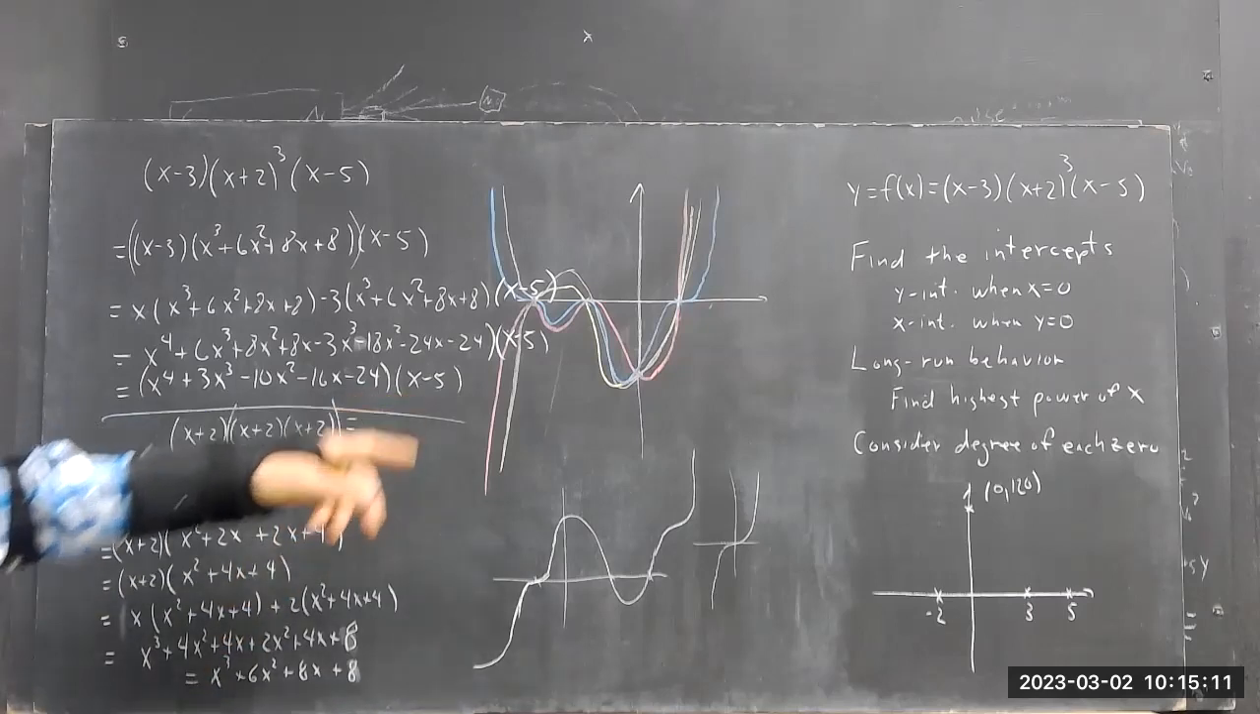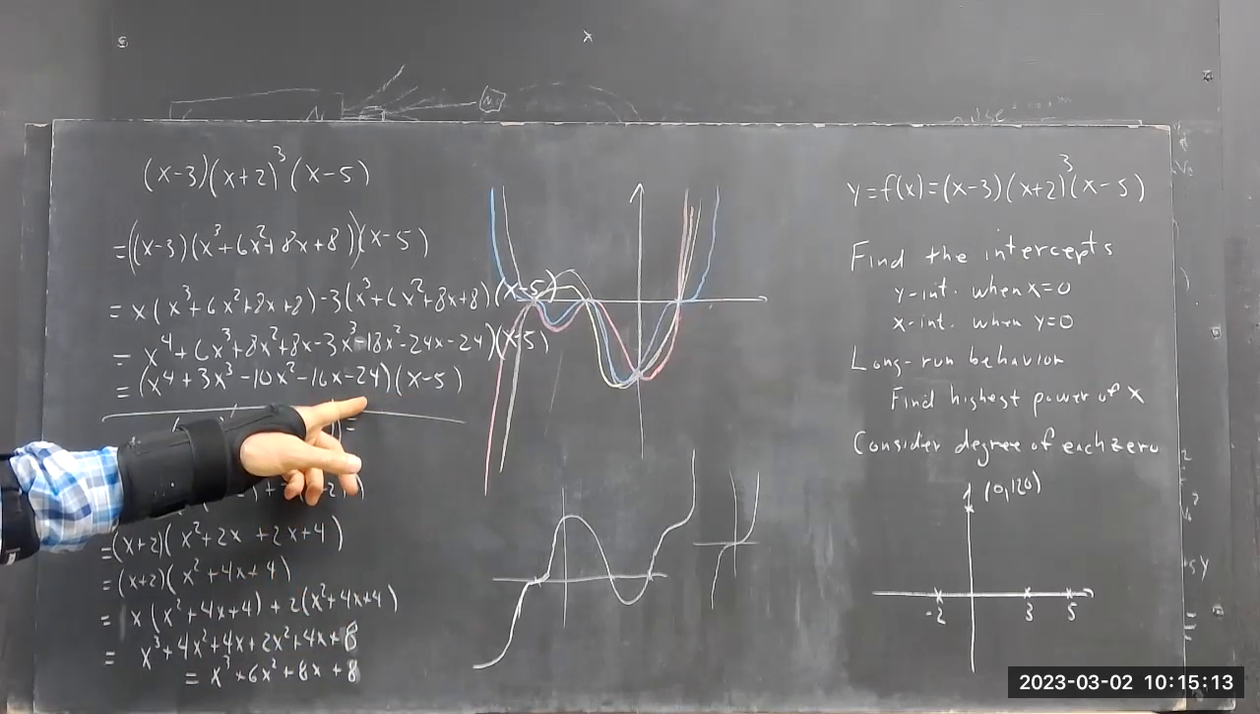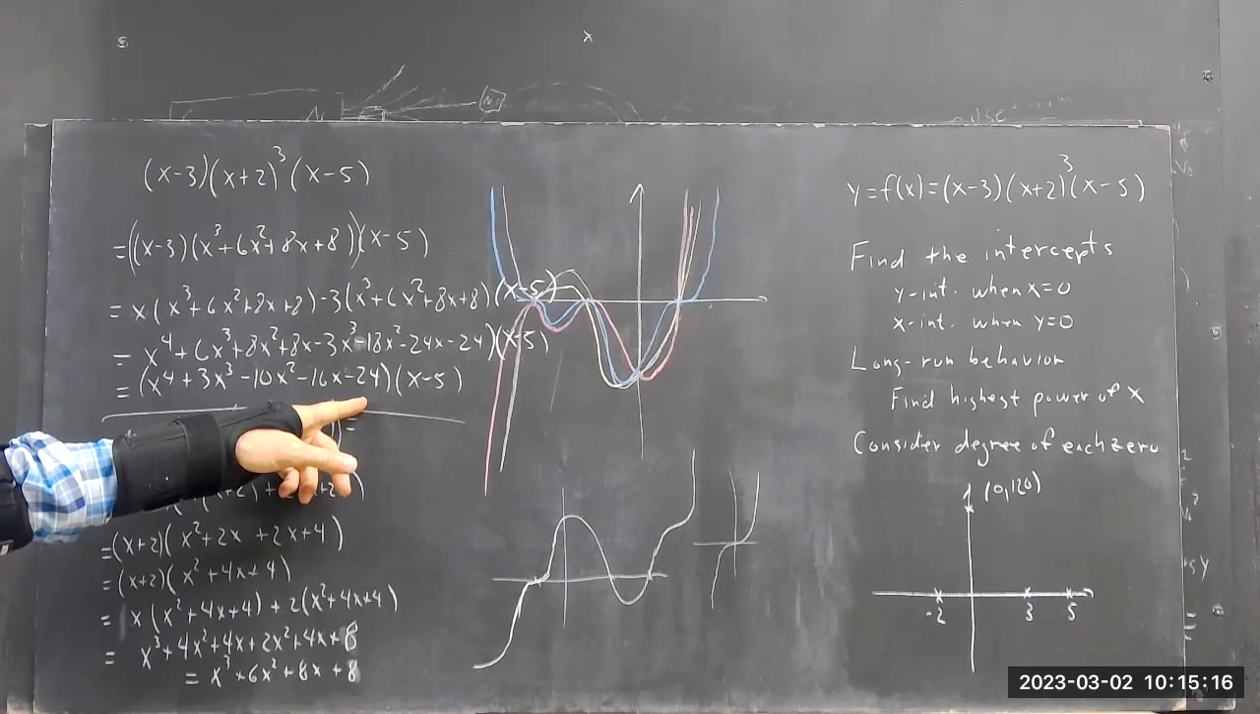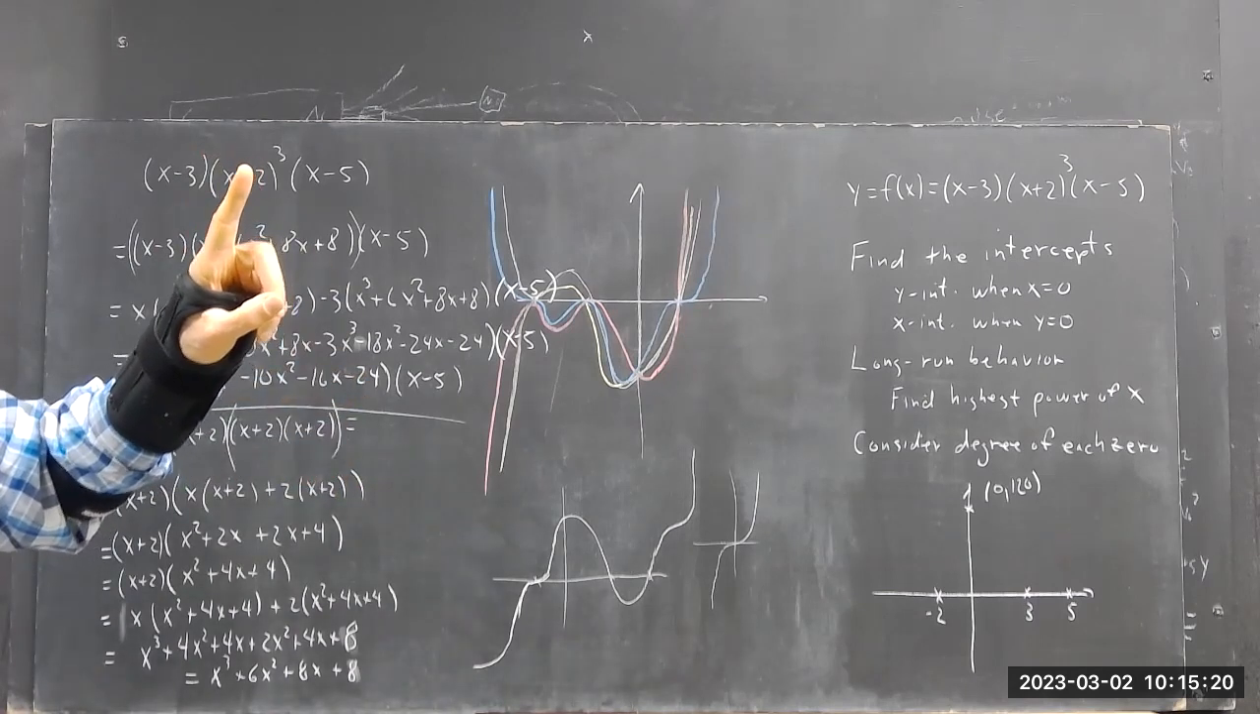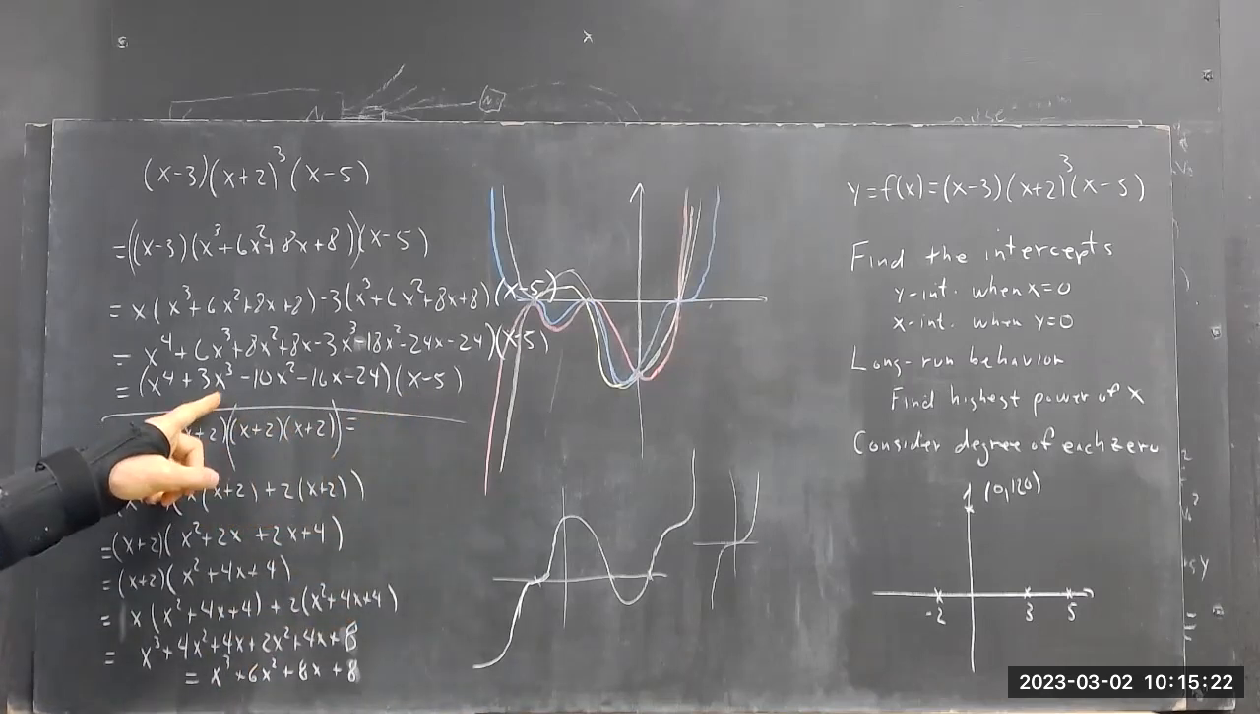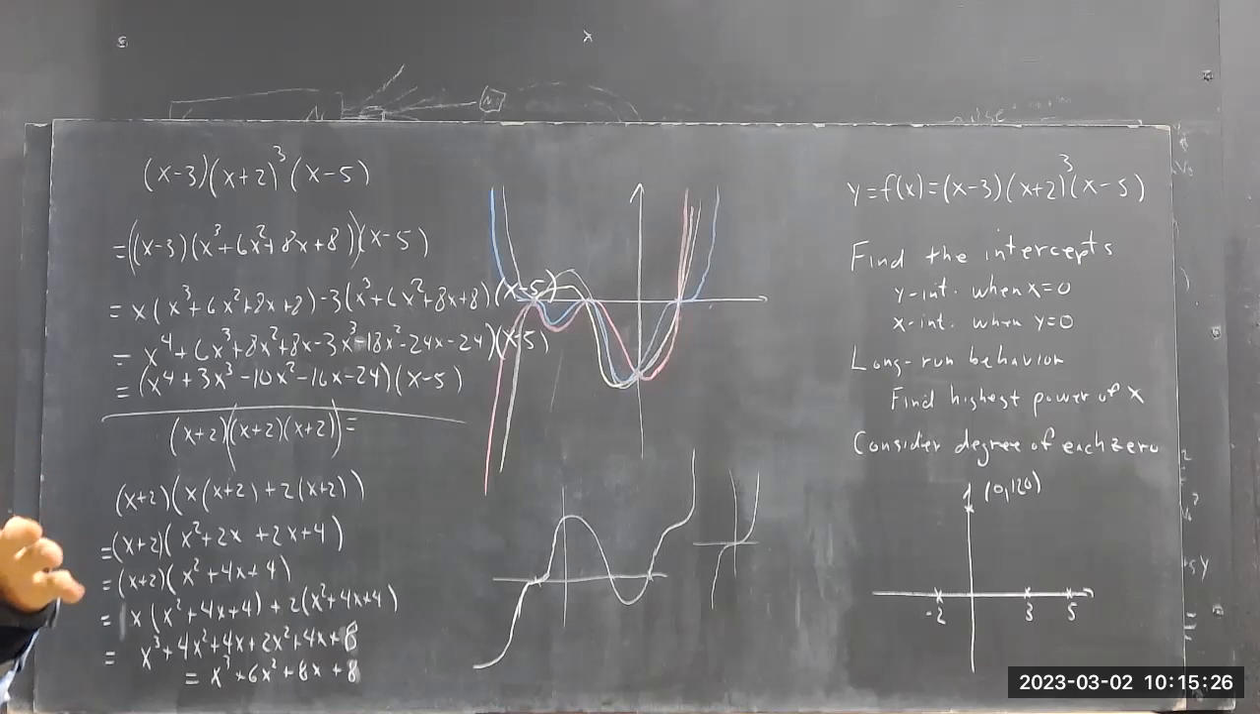If I multiply x by negative 24, what power do I get? Which is the first power. Yep. Okay, I multiply x by x cubed, what power do I get? You get the fourth power.